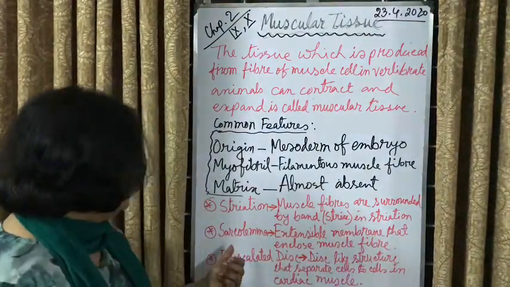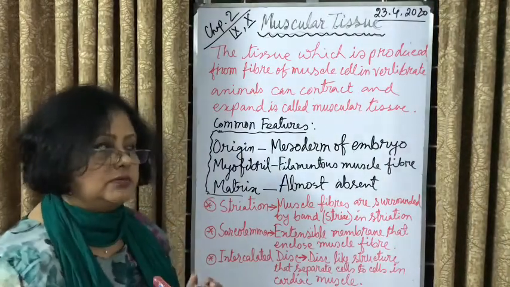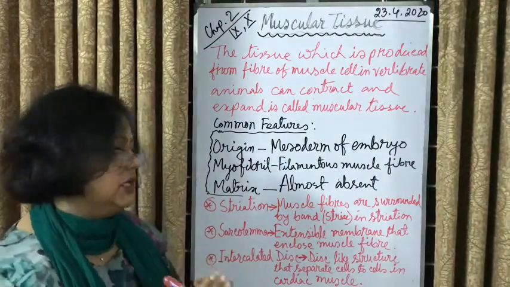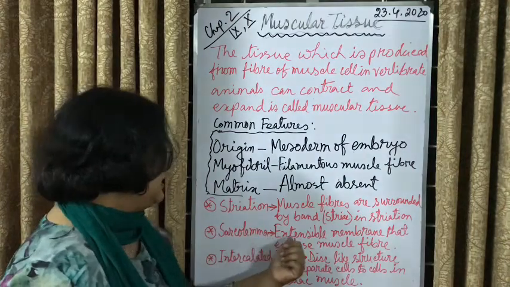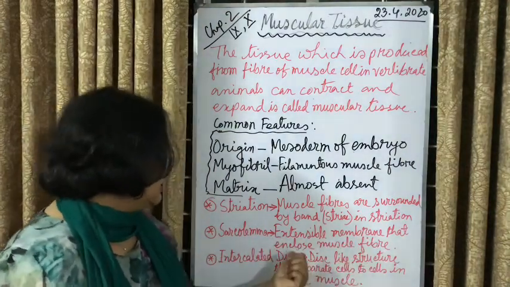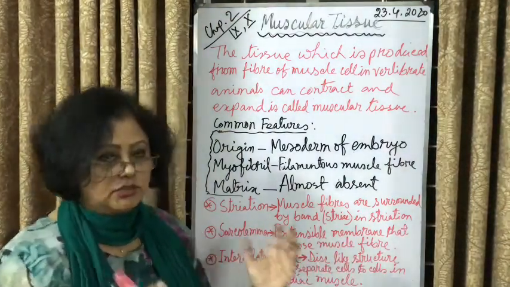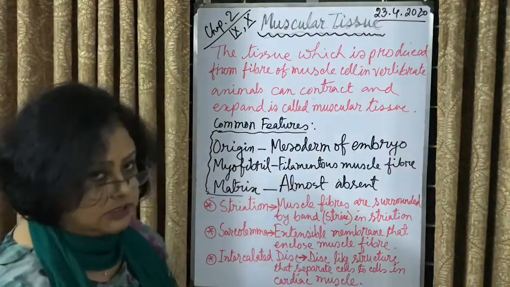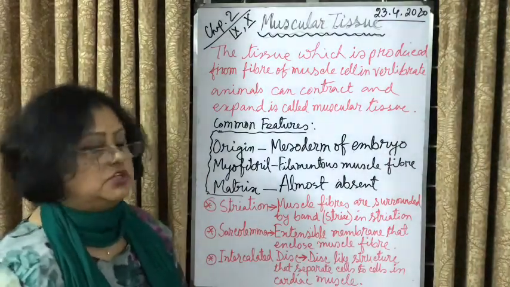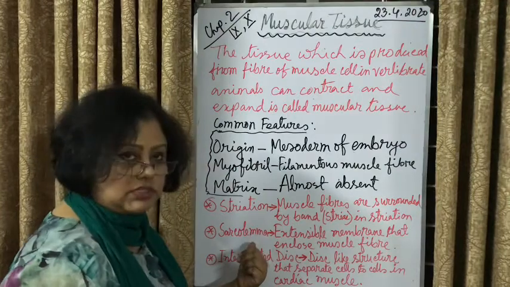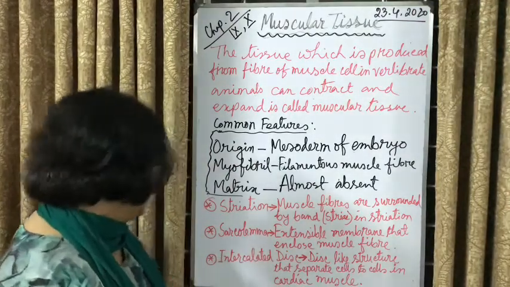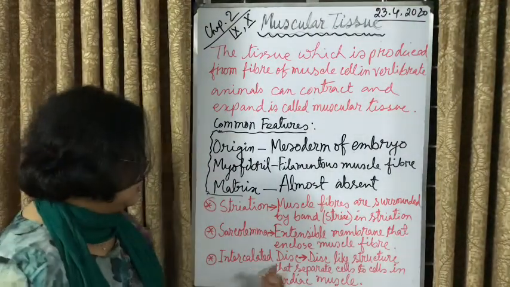Another term is sarcolemma. All the fibers or tissues in a group are surrounded by an extensible membrane that encloses the muscle fibers. That means all the grouped fibers of cells or tissues are enclosed by this structure, which is called sarcolemma. Another term is intercalated disc.